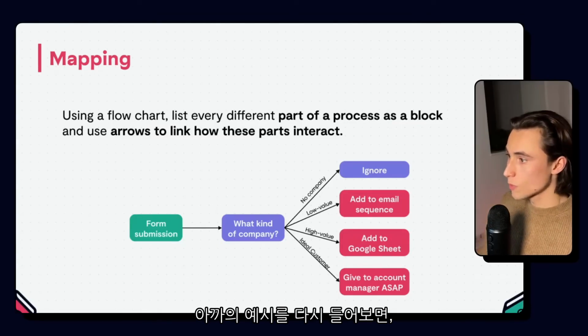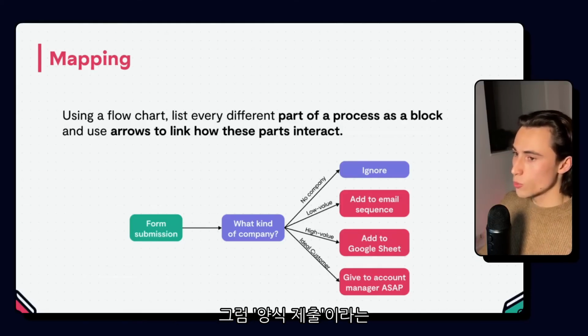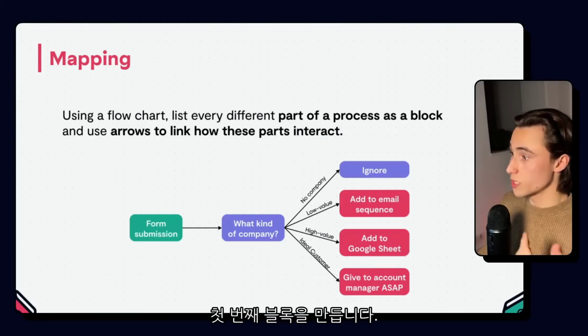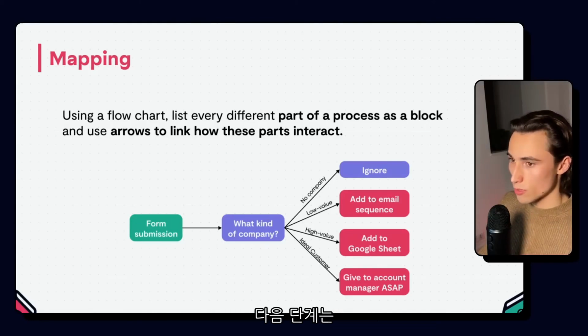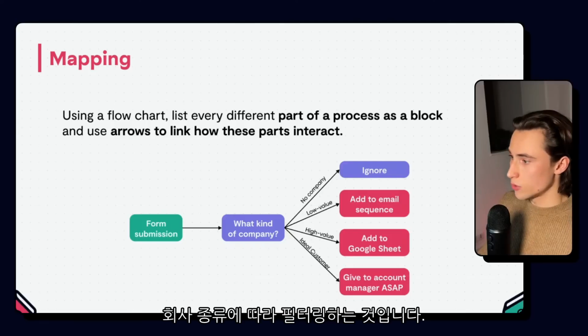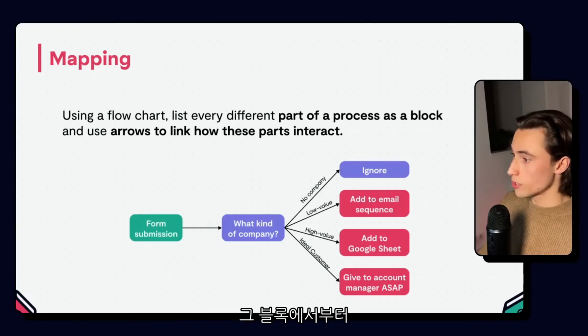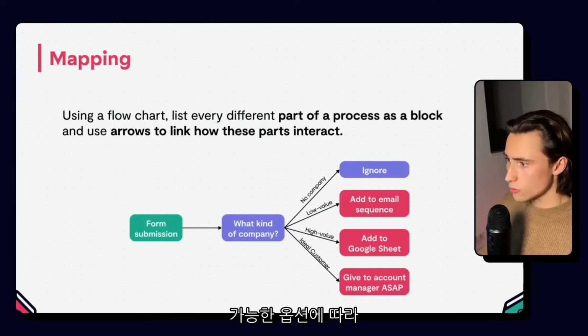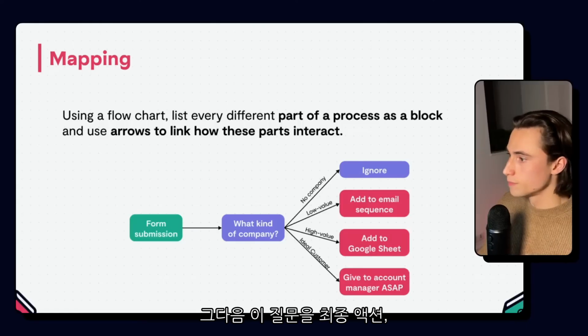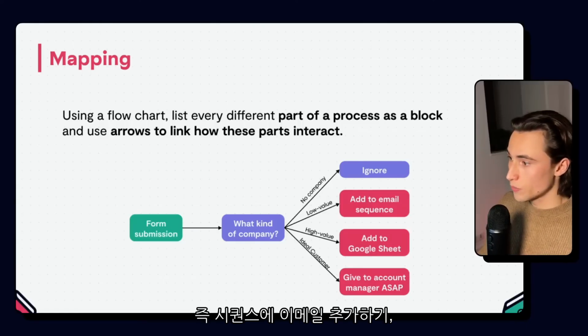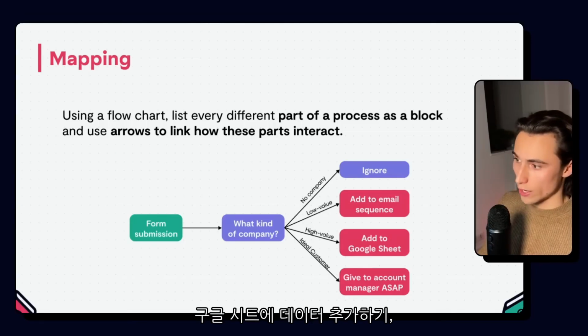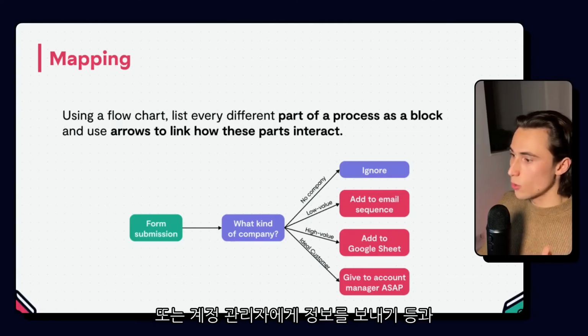So if we take the example from earlier, we start the workflow with a form submission. So we're going to create a first block, call it form submission. Then the next step in the automation is we need to filter depending on which kind of company. So here we create a block, what kind of company, and from that block, we create all of these different arrows depending on what kind of company and what the different options are. Then we're going to link this question to the final actions. So adding an email to a sequence, or adding the data to a Google Sheet, or sending the information to an account manager.